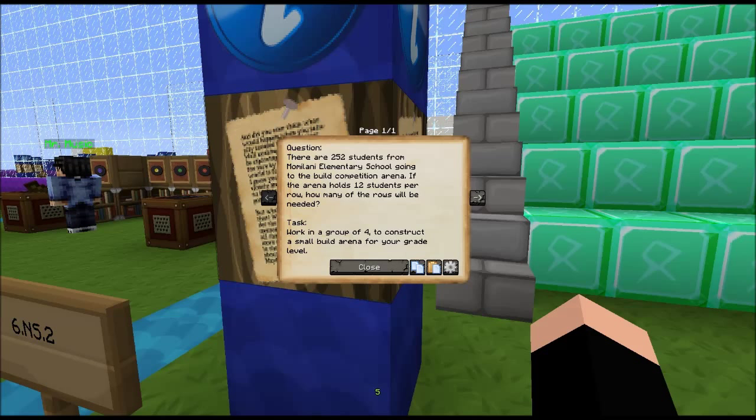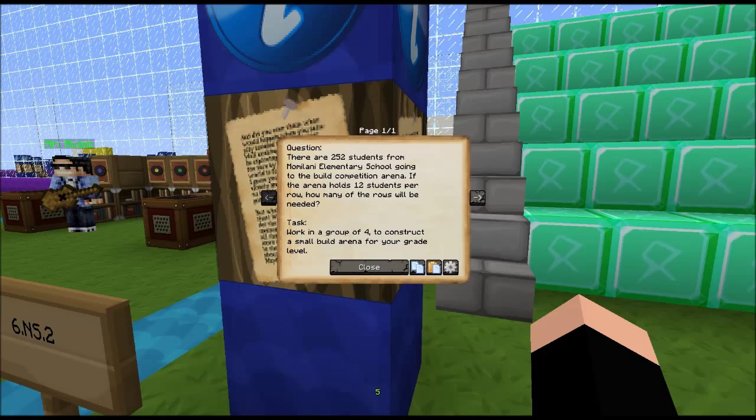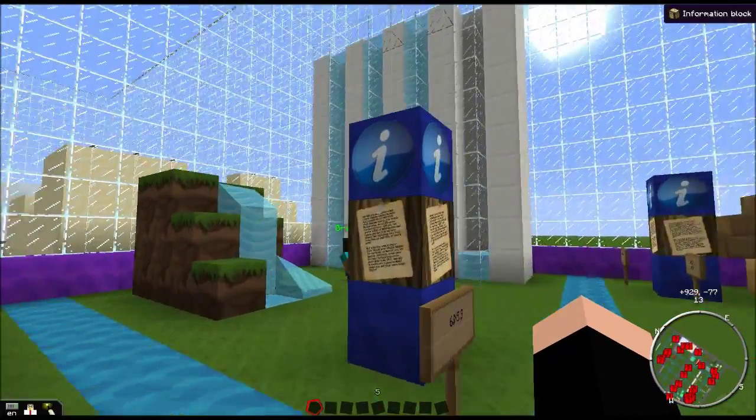I'm actually thinking of putting the quick build arena in the center of the school so that all grade levels can use it. Nothing will be saved, of course, but it'll just get reset every time the students use it. So this would be using division to calculate how many rows of seats we would need to seat all those students.